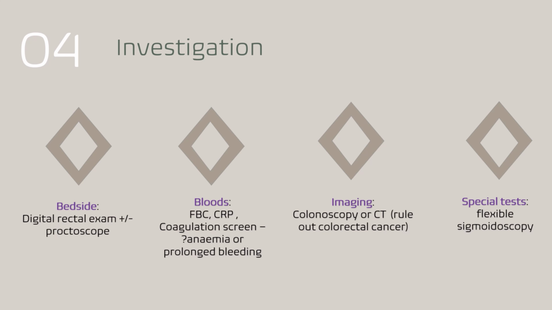In addition to bedside investigation, blood tests are also important, particularly if there are concerns of anemia from prolonged bleeding. Other tests include doing a colonoscopy or a CT scan to rule out colon cancer if there's high suspicion, but most of the time a flexible sigmoidoscopy is performed. Now this is a flexible tube with a camera on the end and is inserted into the anal canal, through the rectum and into the sigmoid colon, and this is to rule out rectosigmoid cancer.